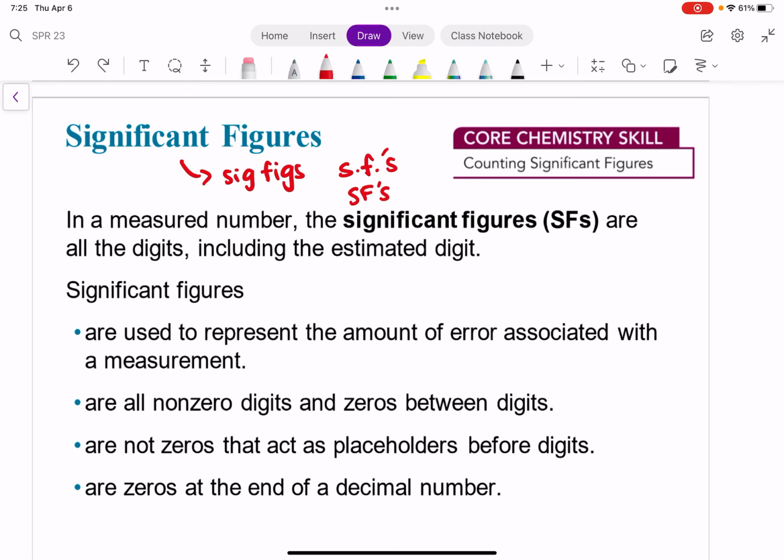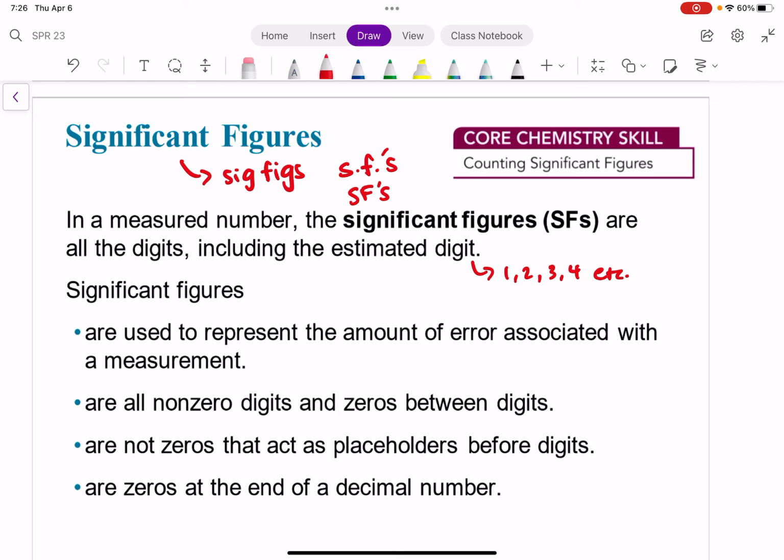Anyway, so in any measured number, significant figures are all the digits, including the estimated digit. So what do we mean by digit? Digits are like numbers. So like, 1, 2, 3, 4, etc. Those are digits, right? And then significant figures are used to represent the amount of error that's associated with a measurement. So scientists said, hey, we need to have some way of communicating quickly how sure we are, how certain we are in our measurements. And that's where significant figures come in.